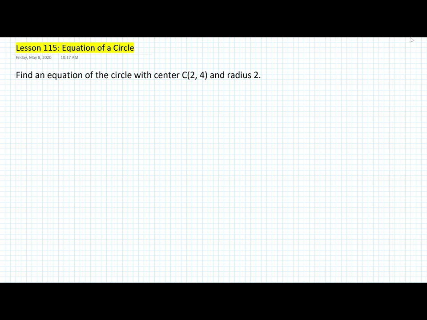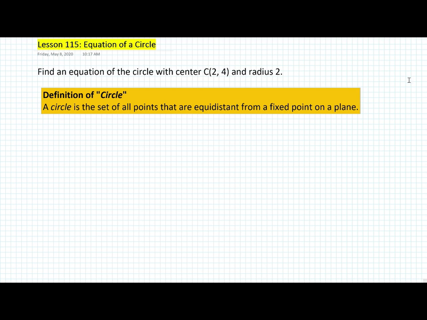Now, in order to solve this problem or to write the equation of the circle, we first need to think about the definition of the circle. The definition states that a circle is the set of all points that are equidistant from a fixed point on a plane.